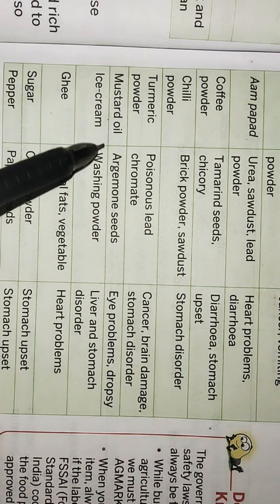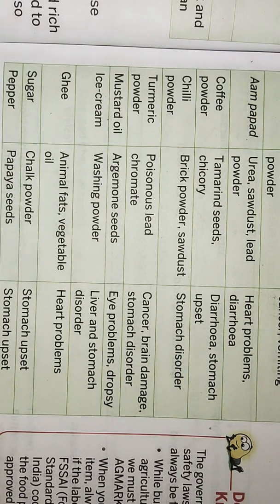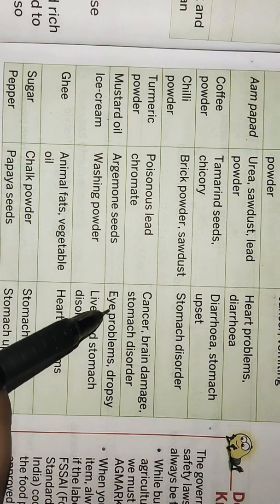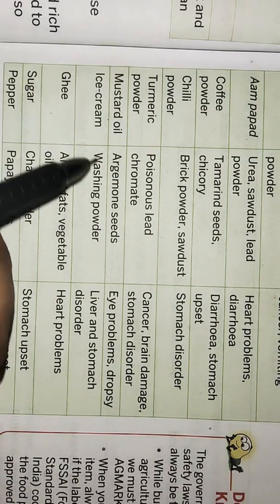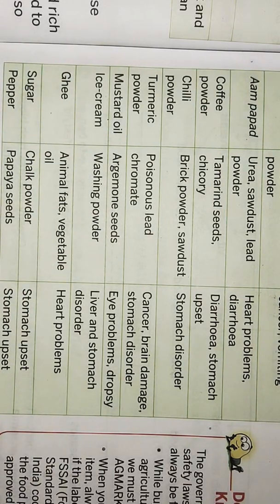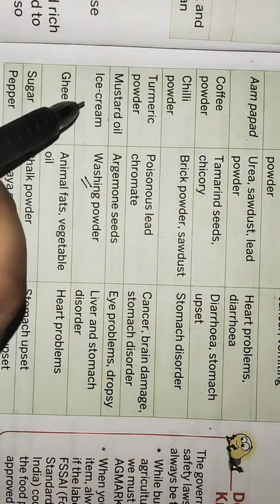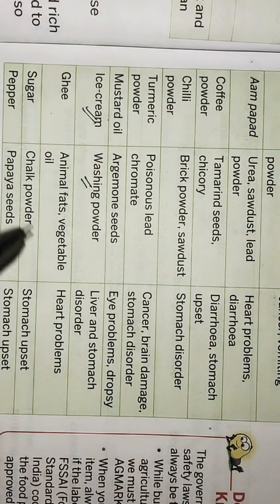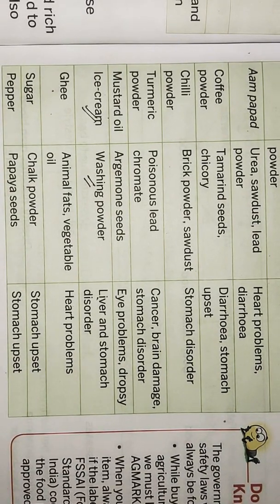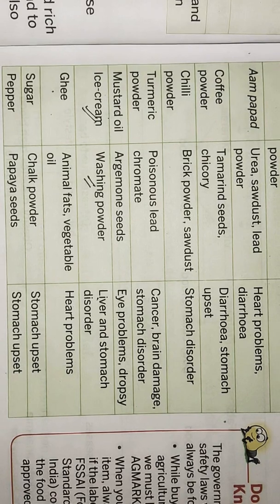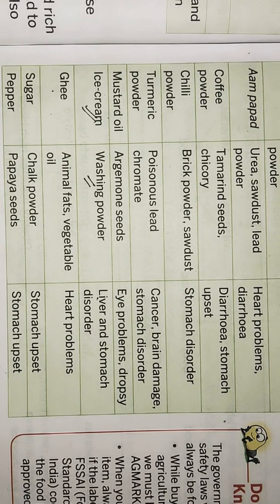Mustard oil: argemone seeds, eye problems, and dropsy, watering of eyes. Ice cream: they add washing powder. We need to be very careful, people. Look at that, ice cream, and I love ice cream. So liver and stomach disorder. Ghee: animal fats, vegetable oil, heart problems. Sugar: chalk powder and stomach upset. Pepper: papaya seeds, which result in stomach upsets.